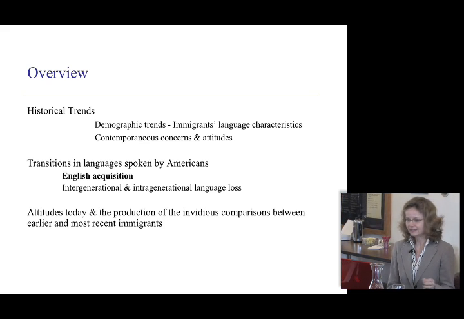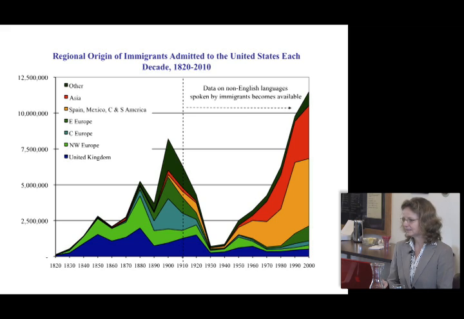Then I'm going to make an abrupt shift, and I'm going to look at a very micro transition. I'm going to look at English acquisition among individual immigrants, among children, and to some extent among adults. And then in the third section of my talk, I'm going to try to tie these two things together and show how the combination of these micro attributes involved in English acquisition among immigrants and kids and large historical trends in immigration have conspired to add yet another theme of attitudes towards immigrants today, and that is the invidious comparison of today's immigrants with previous immigrants.